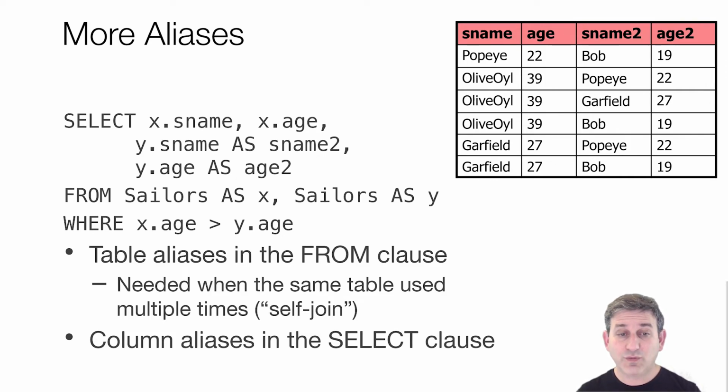So we can alias range variables in the from clause, and we can alias column names in the select list. And notice that we had to use table aliases in the from clause here because we were doing this self-join. Sailors was being joined with itself, and we needed to know which instance of sailors we were talking about in our where clause, x.age greater than y.age.